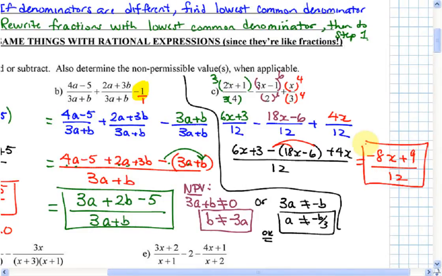That's it. Now what's your NPVs in this case? There are no NPVs. That's right, there are no NPVs because look at my denominator. The denominator is a number, it's 12. It's not 0. It will never be 0. So therefore you have no NPVs for this example. Okay?